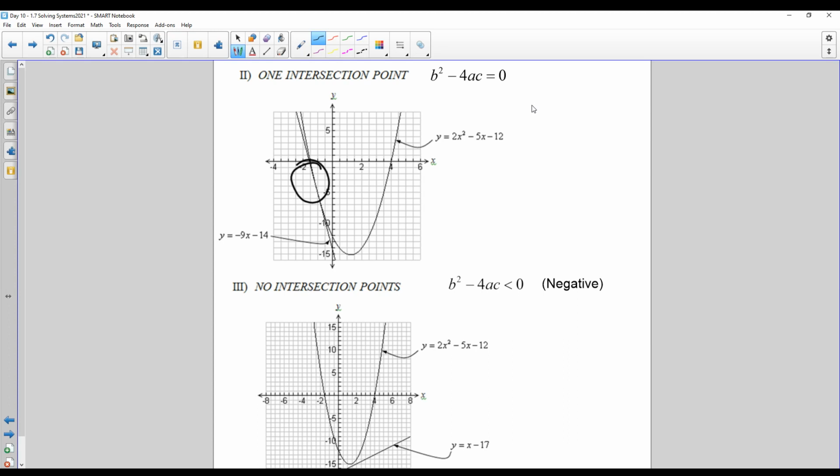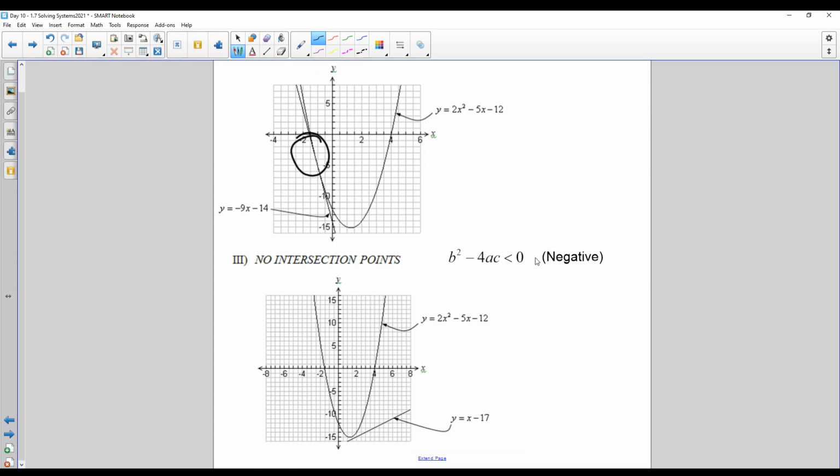Then you can also have no solutions. That's the third one. That is to say that this line, where I use x minus 17, and this parabola never, ever meet. Right? They don't cross at any point. And that's because my b squared minus 4ac is negative. And that's what makes it no solutions.